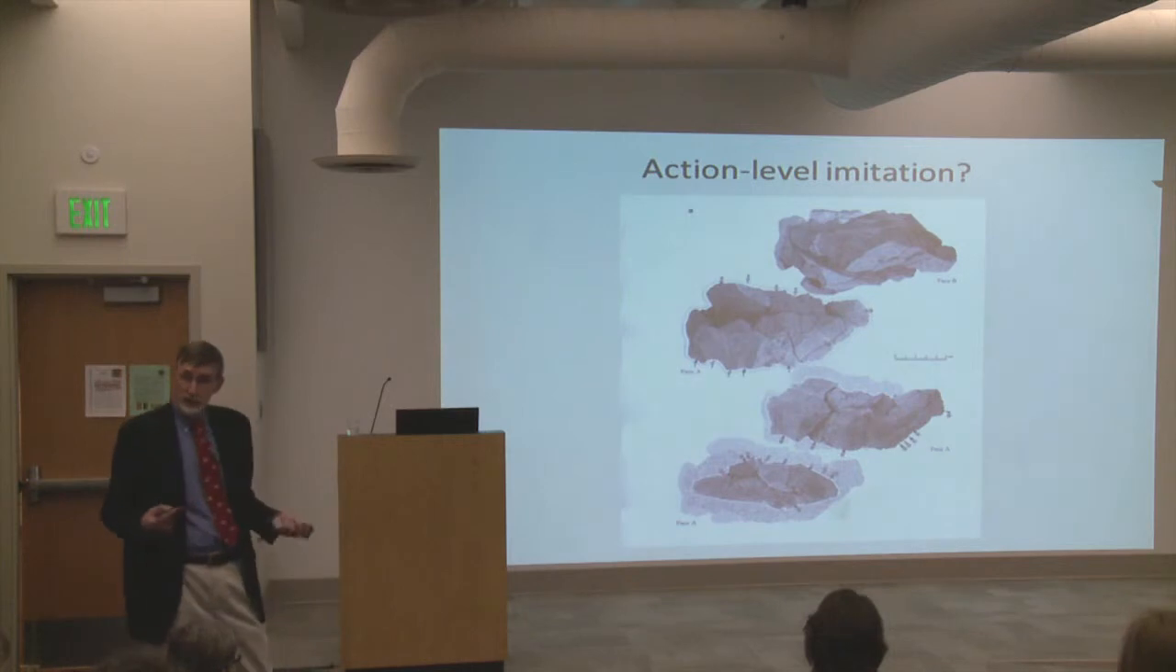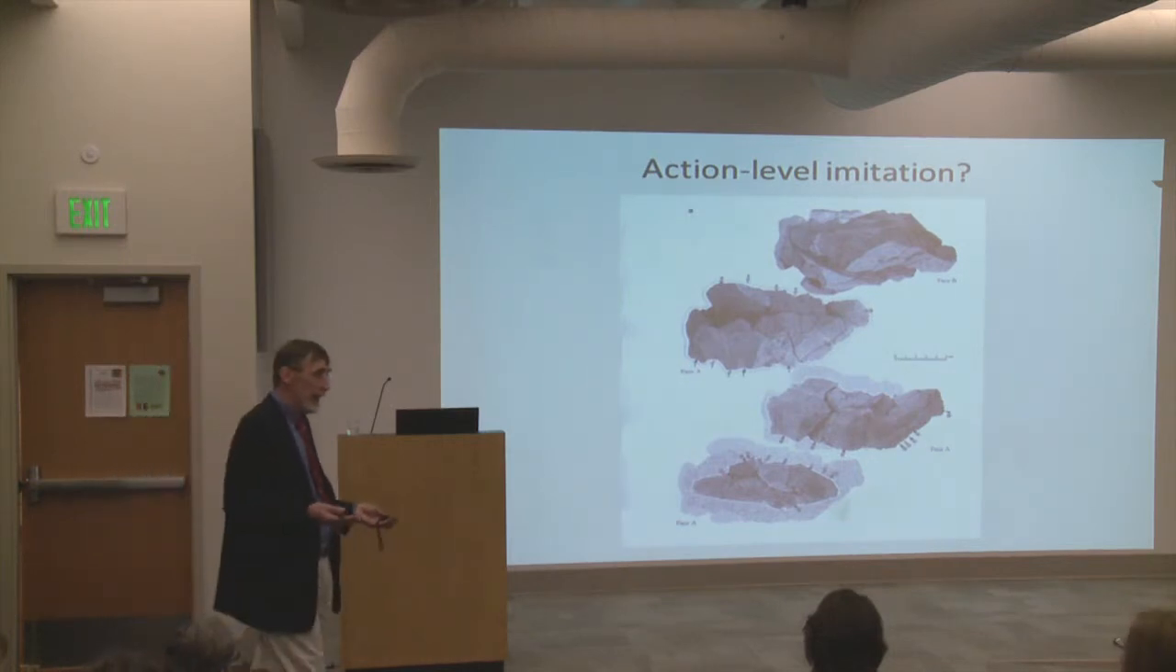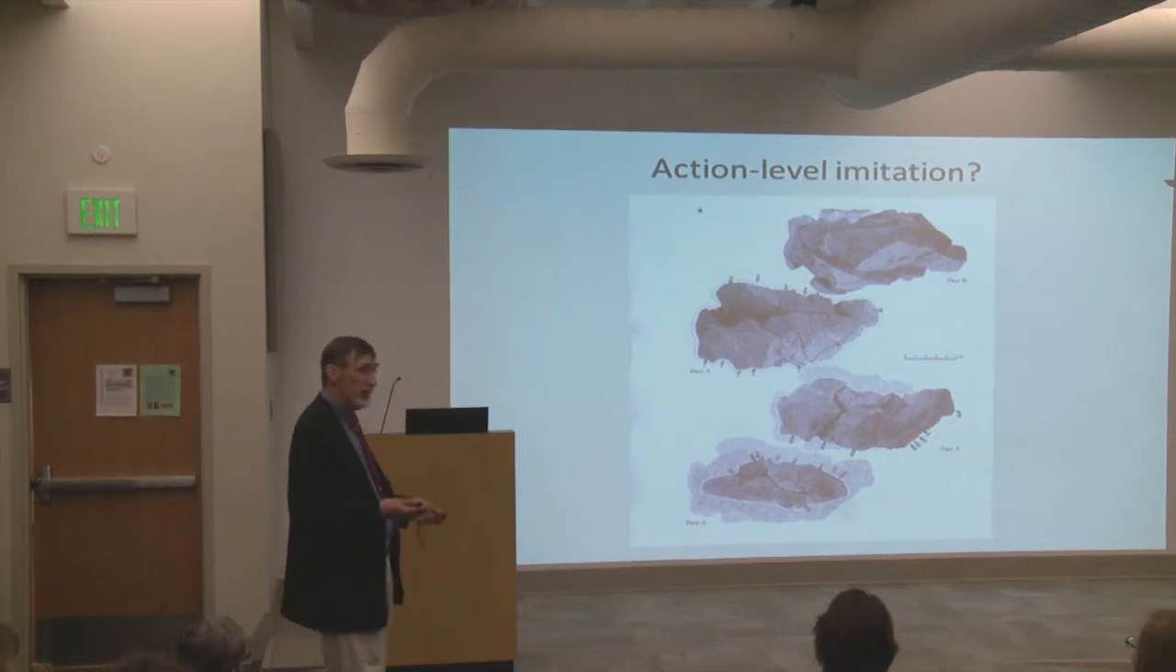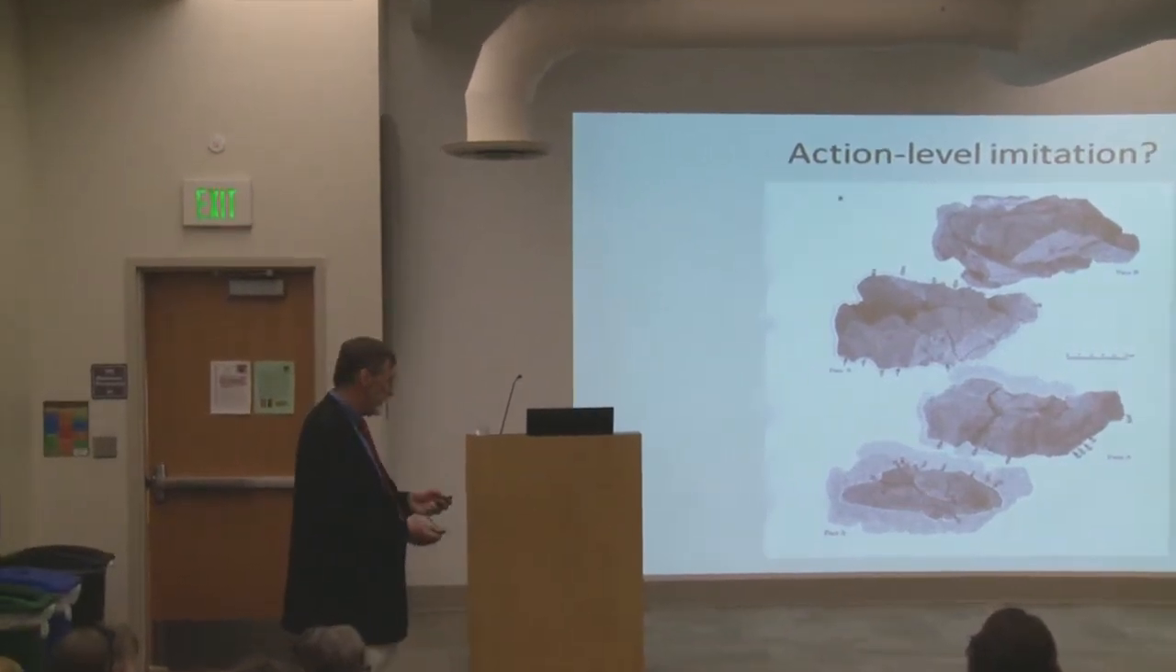This is something we call action level imitation. And this is one of the things that distinguishes us from chimpanzees. Chimpanzees cannot do action level imitation. They can reinvent the wheel. They're very good at that, but they're not very good at copying motor procedures.